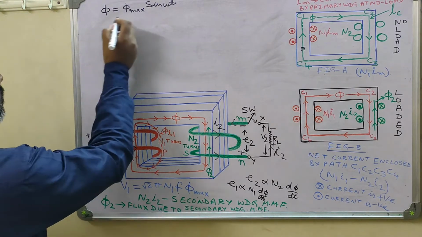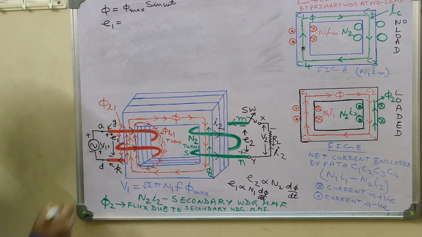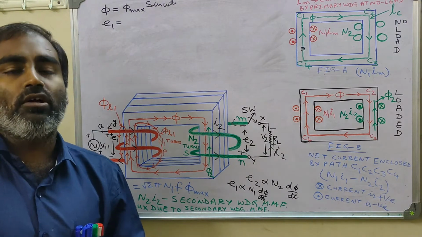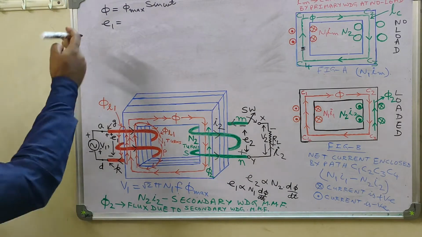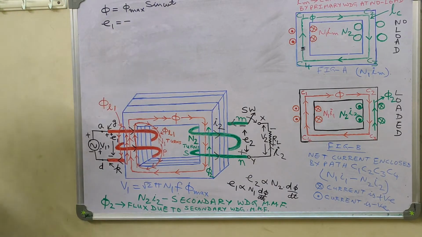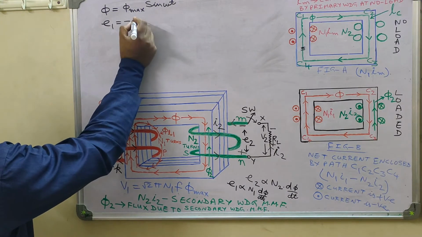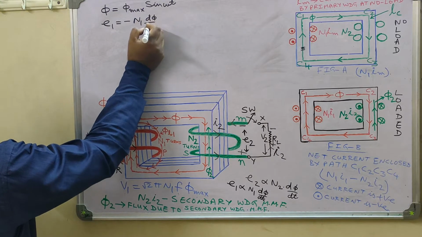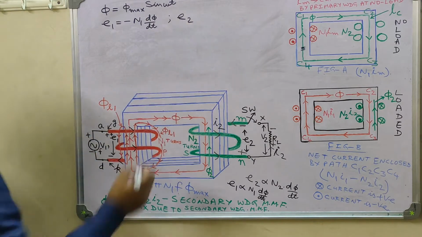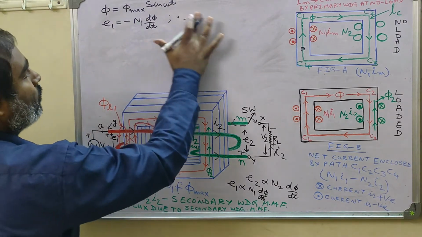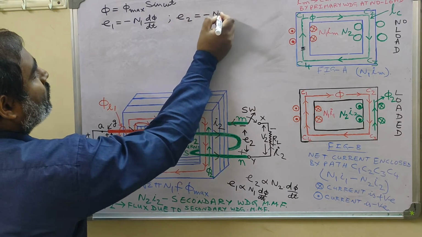Then from Faraday's law of electromagnetic induction, and also including the effect of Lenz's law, we have written this equation: the EMF induced in the primary winding, small e1, the instantaneous value, is minus N1 into d/dt of phi, and likewise the EMF induced in the secondary coil of the transformer, small e2, is equal to minus N2 into d/dt of phi.